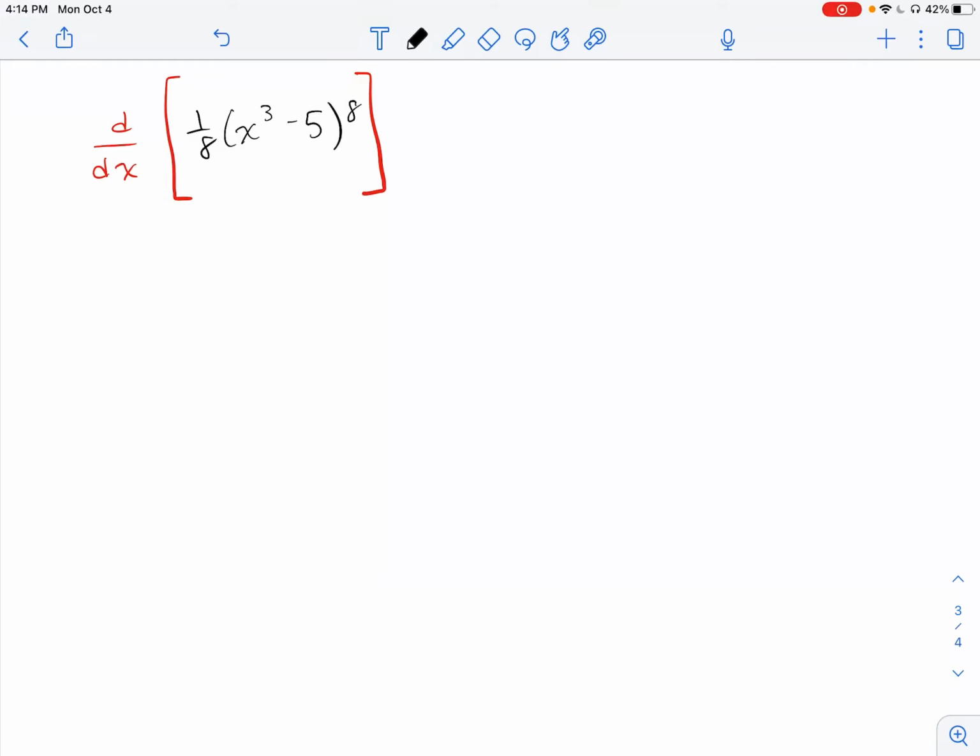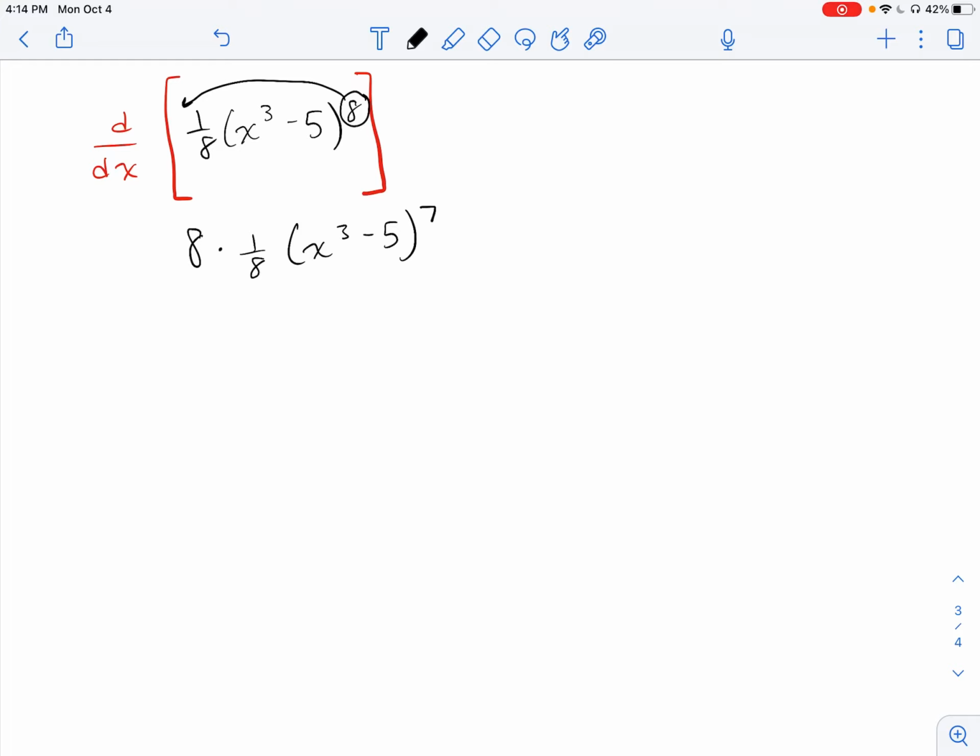Suppose I asked you to differentiate this function here. Well, we're going to start by applying the power rule, which says we can multiply this power by the coefficient of this function here. So we're going to write this as 8 times 1 over 8. Then we're going to take that function that was being raised to the 8th power, and then we're going to decrement it. That is to say, we're going to raise it to the 7th power. So that's the power rule in action.